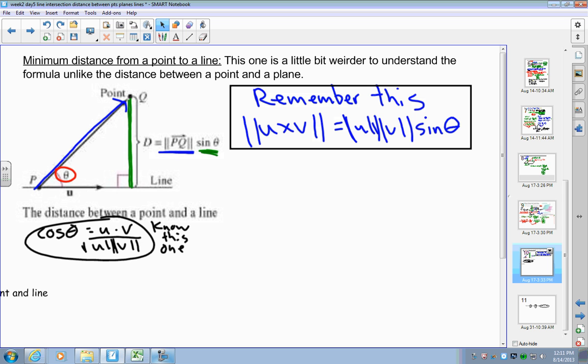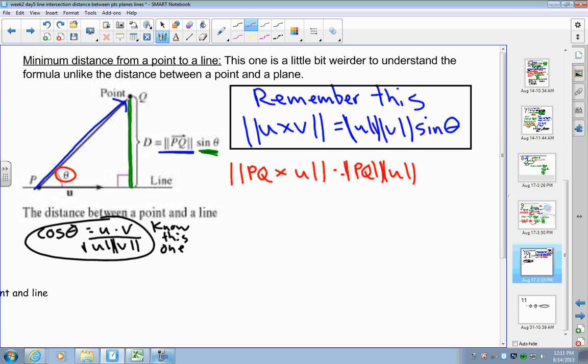Now, instead of u's and v's, let's use what we have from this picture. I could say PQ cross u would equal the magnitude of PQ, magnitude of u, sine theta. All I did was replace that v with the PQ. But the distance here, based off trig, is just PQ times sine of theta. So I don't want that magnitude of u, and I can divide it out, because it's just a number.